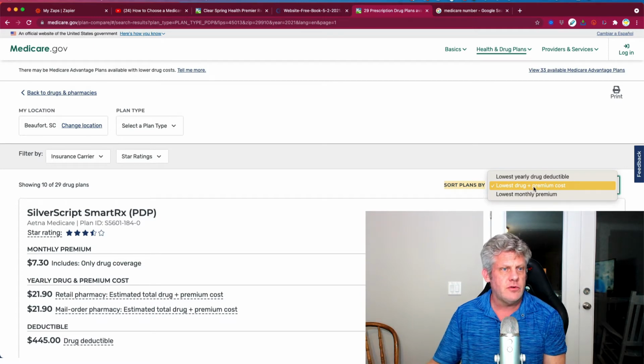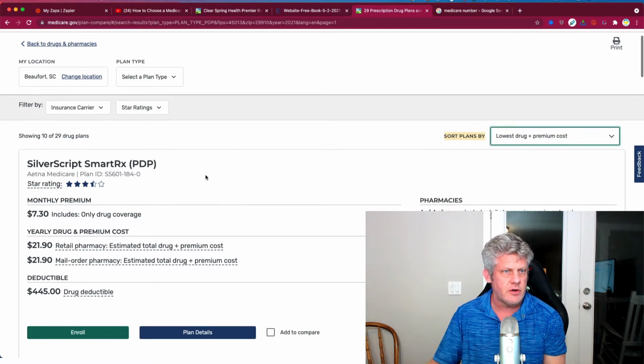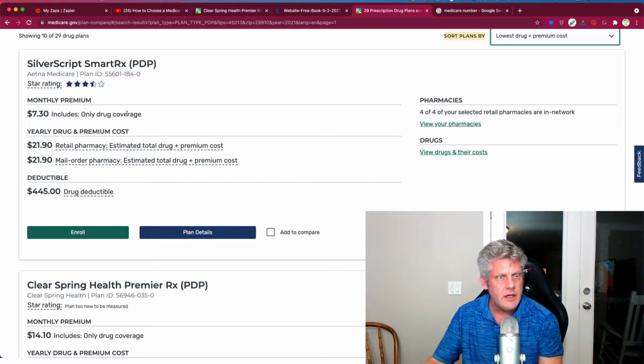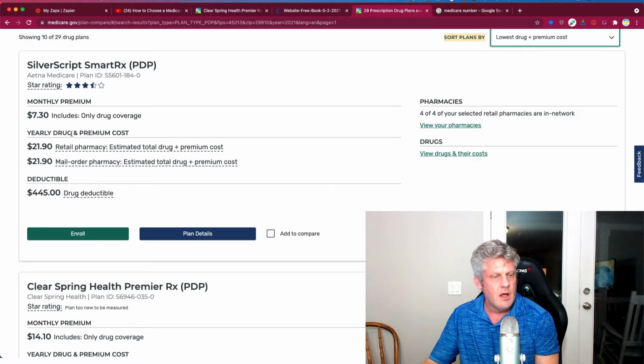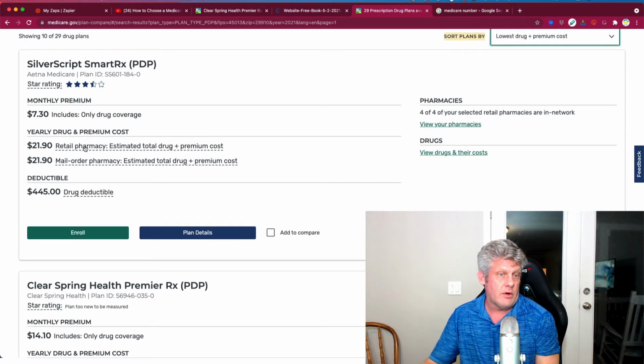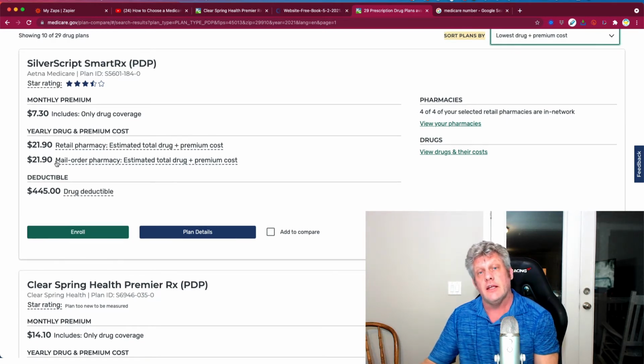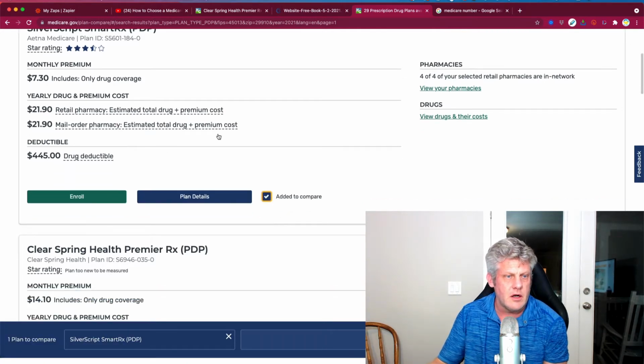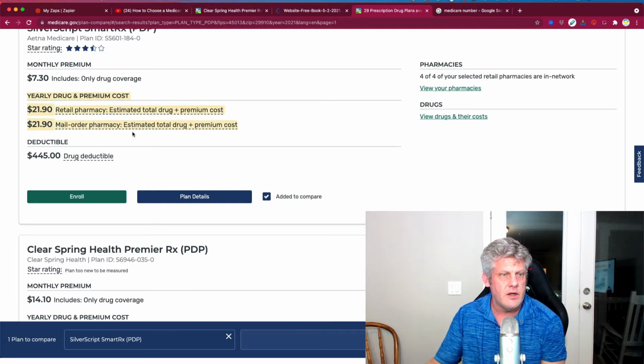All right. So with those two drugs, let's take a look. We've got Silver Scripts, Smart RX. Ooh, $7.30. So it says for the whole year, those two drugs, if you go to either the retail pharmacy or mail order, it's going to cost you $21 for a year's supply of simvastatin as well as lisinopril. So let's click on plan details. Or better yet, let's compare this one. Guys, this is important: your yearly annual drug cost, $21 a year. All right, so it's great.